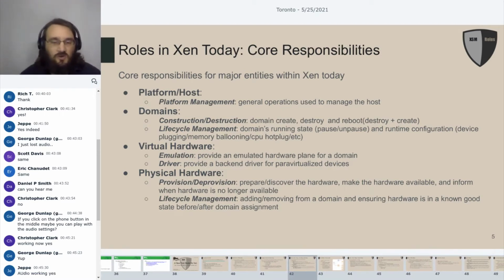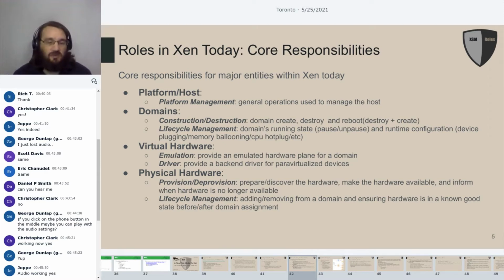That brings us to the question, after looking at all this, of what the core responsibilities, the roles, in the Xen platform today are. Walking through this is what I distilled down to. There's the platform host itself. That is the entity, and what you need to be able to do with that entity is manage it. These are your general operations to manage the host: set up boot, EFI variables, manage power management, and things that happen at the platform level that are not necessarily specific to a single domain.